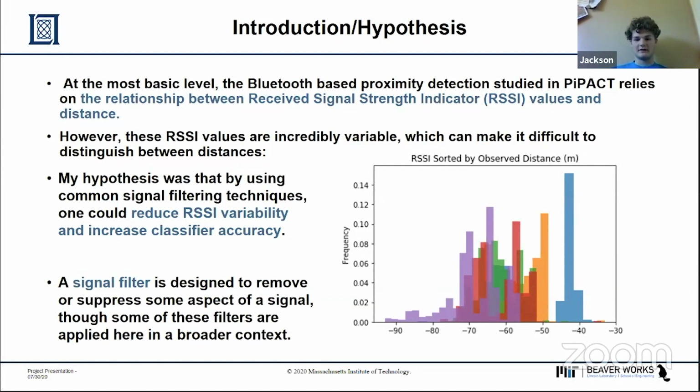My work concerned the use of signal filters commonly used in other received signal techniques to improve the value of the signal received and to make it easier to classify these signals as a distance. A signal filter is commonly designed to remove or suppress some aspect of a signal. Some of the filters here are applied in a broader context they may not necessarily be meant for. The RSSI values are received constantly, and a signal is more commonly received in a short burst.